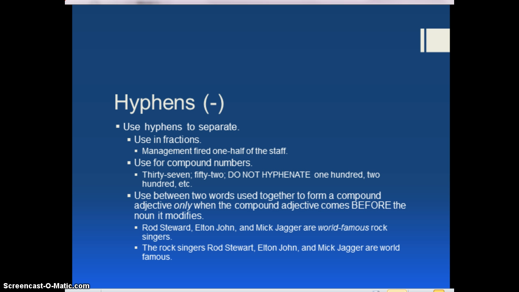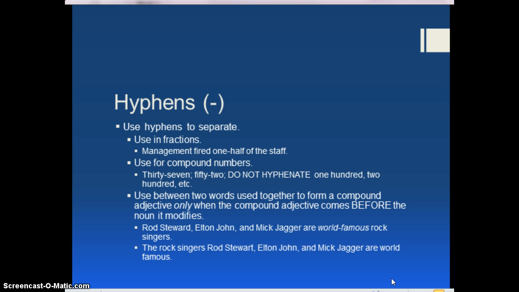So one of the first things we need to know about hyphens is that they're used to separate. And if you'll notice, this is what a hyphen looks like. It is one dash. And usually you use these, as it says, in fractions. So if you say the recipe called for 1/4 of a teaspoon of baking powder, you would put a hyphen between one and four.